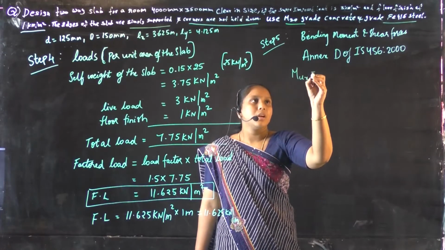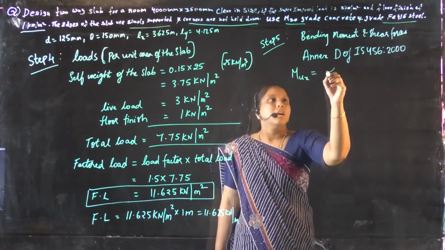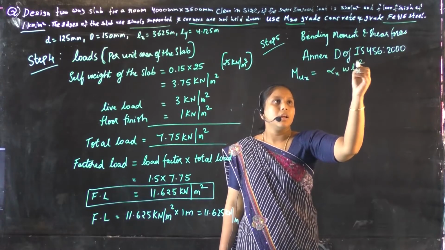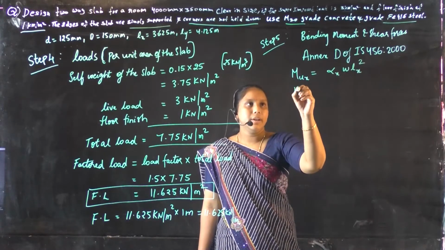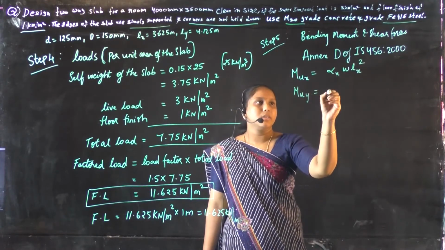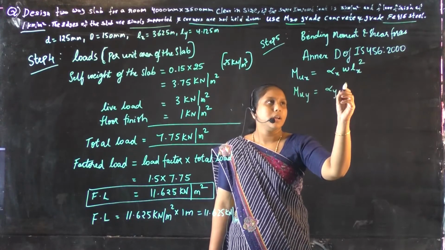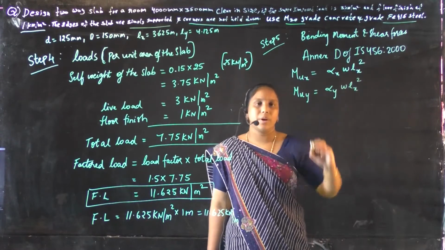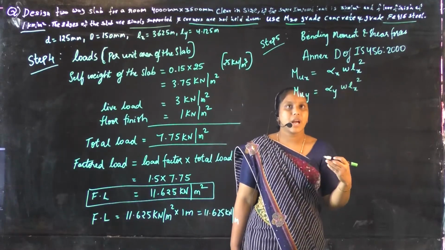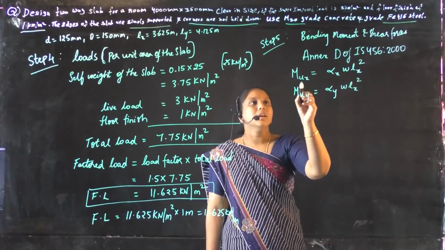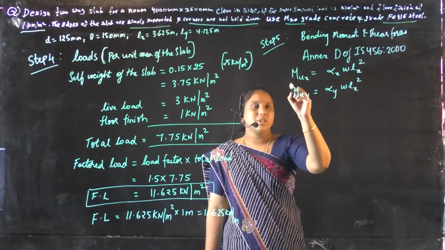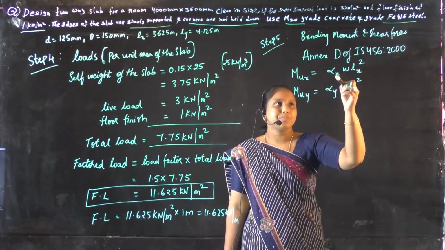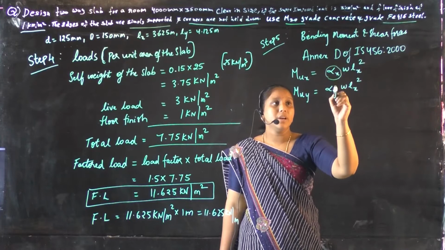The formulas given in Annexure D for a simply supported slab where corners are not held down are: MUX is equal to alpha x into W into LX square, and MUY is equal to alpha y into W into LX square. So these are the two formulas for calculating the bending moments, one for the shorter span and one for the longer span. Here alpha x and alpha y are the bending moment coefficients.